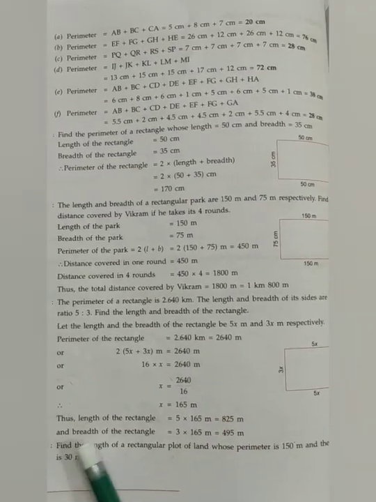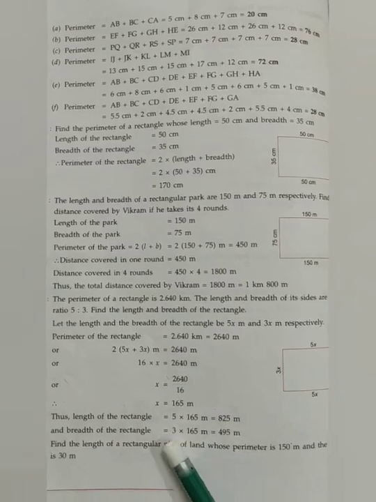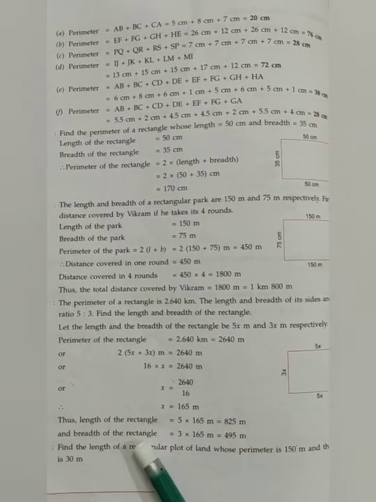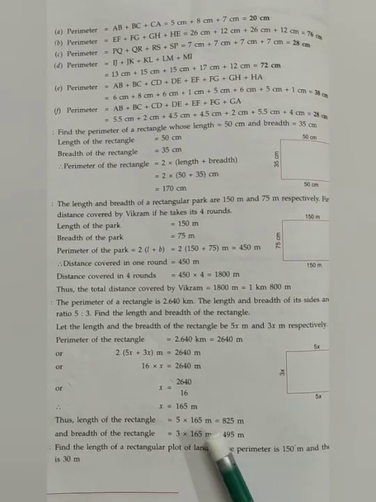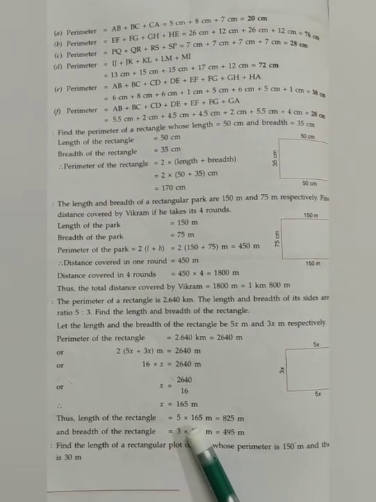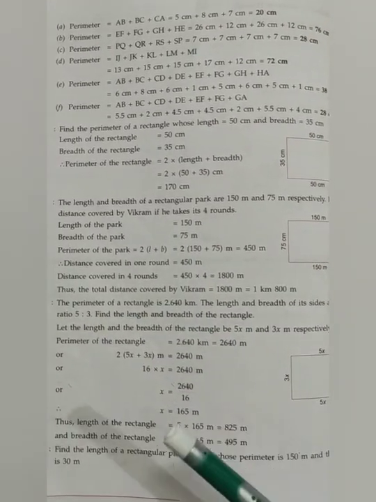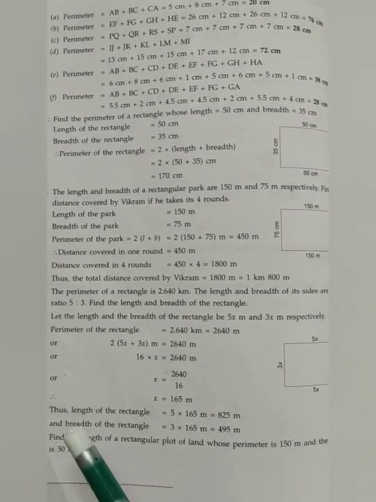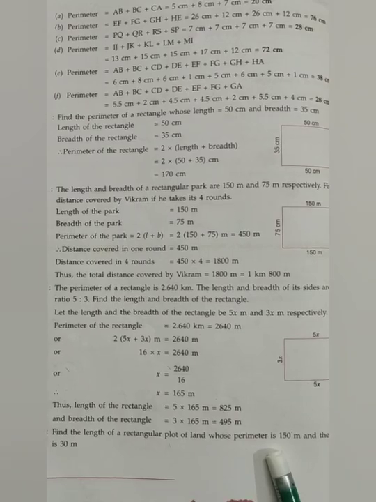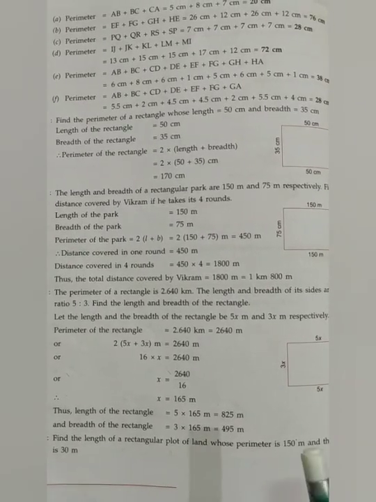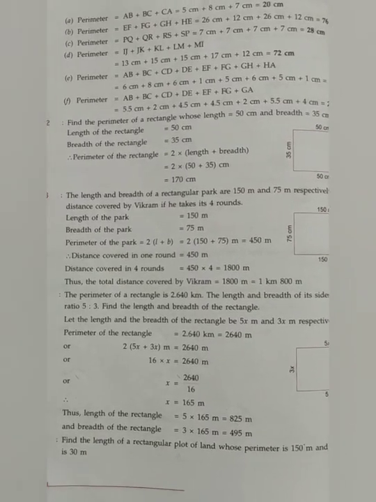Okay. Thus, length of the rectangle is what? Here we get the x value. So we put 5 multiply 165 meter. 5 we multiply, children, because we know length means 5x. So x multiply 5, and breadth means 3x. So 3 multiply 165. So now we get the value of length and the value of breadth. Clear?